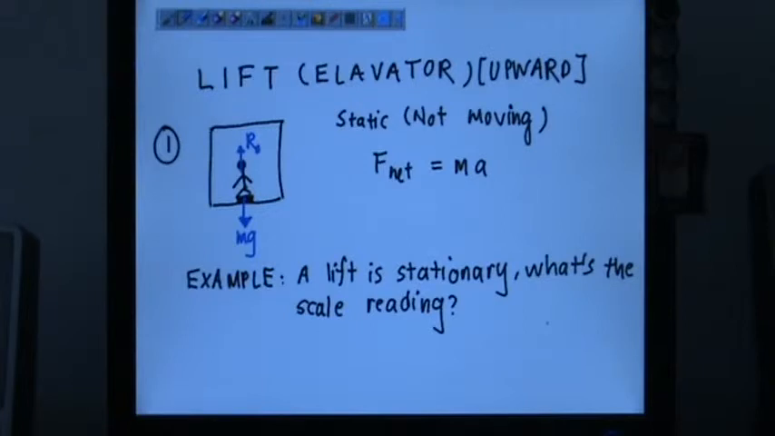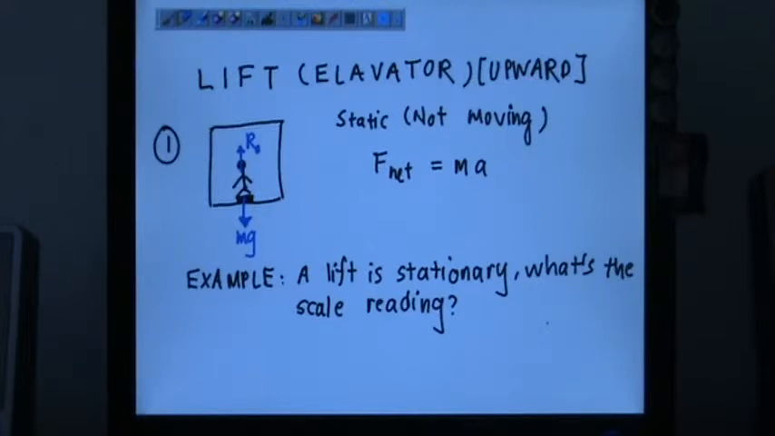we want to investigate the changes that occur in the normal reaction R. The normal reaction R can be represented by the scale reading. Your mg is your weight. But in all things we should start with using F net equals ma.